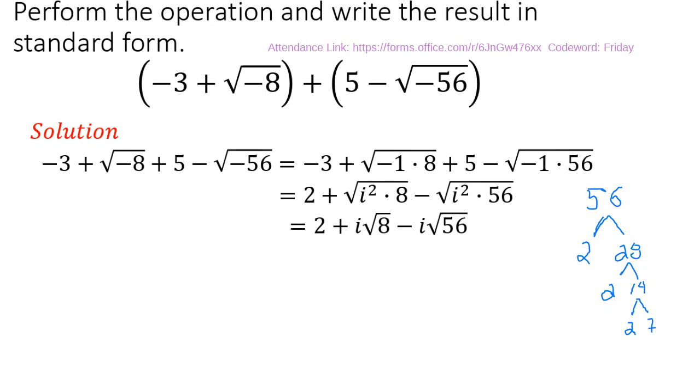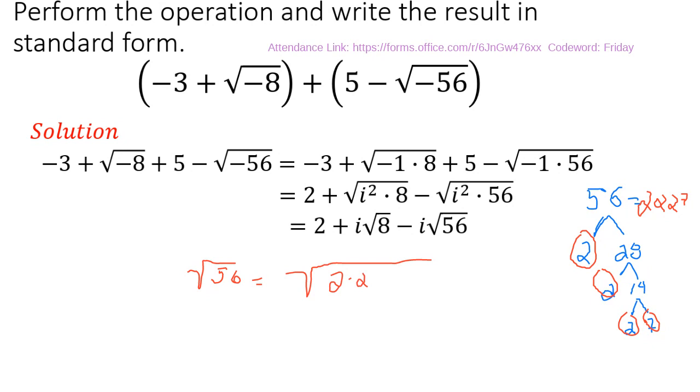So the building blocks of 56 are all these leaves that I have from my tree. I have 2, another 2, another 2, and a 7. So 56, the product, could be written as 2 times 2 times 2 times 7. And if I put this under my radical, the square root of 56, I can rewrite it as the square root of 2 times 2 times 2 times 7.